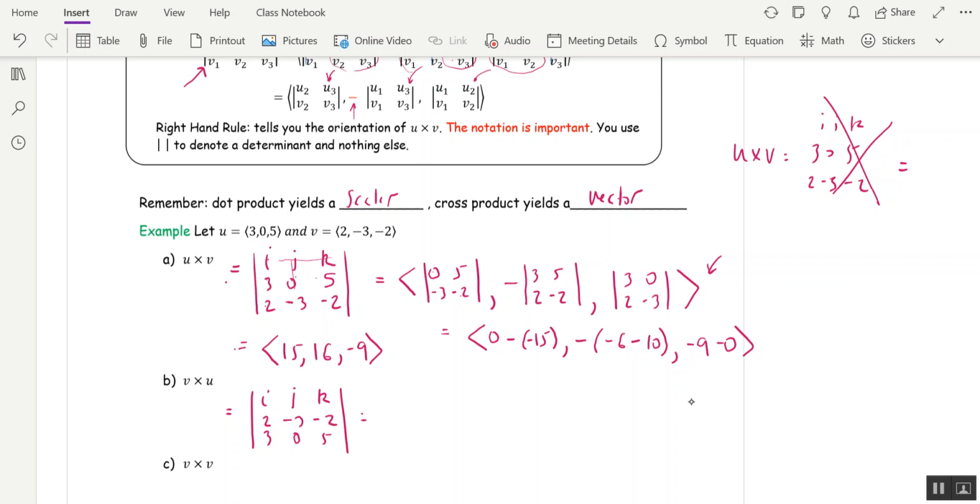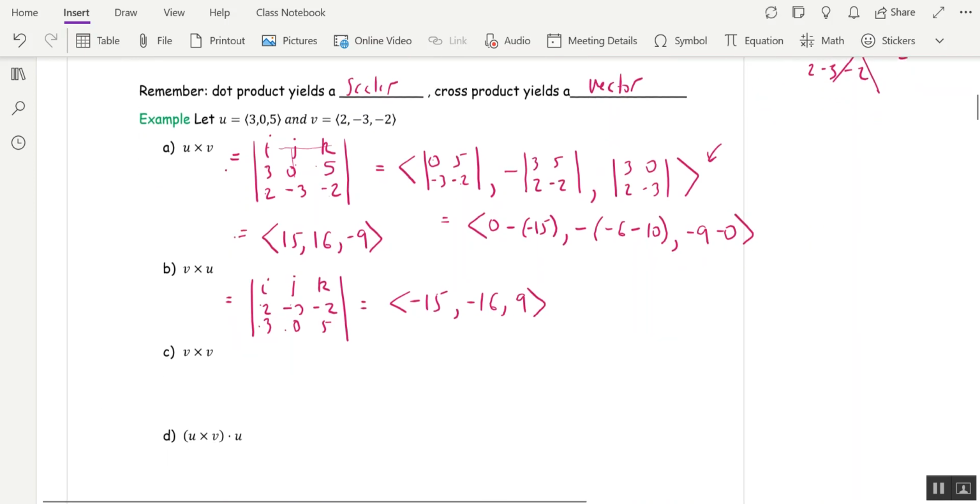Okay, and so when you do this, you should have gotten the negative of this vector. So when I do the first entry, I get -15 minus 0, -15. Second entry, I get 10 plus 6 is 16, but second entry is negative, so -16. And then last entry, I get 0 minus a -9 is +9. So notice V cross U is negative U cross V. That's not a coincidence. It's always true.